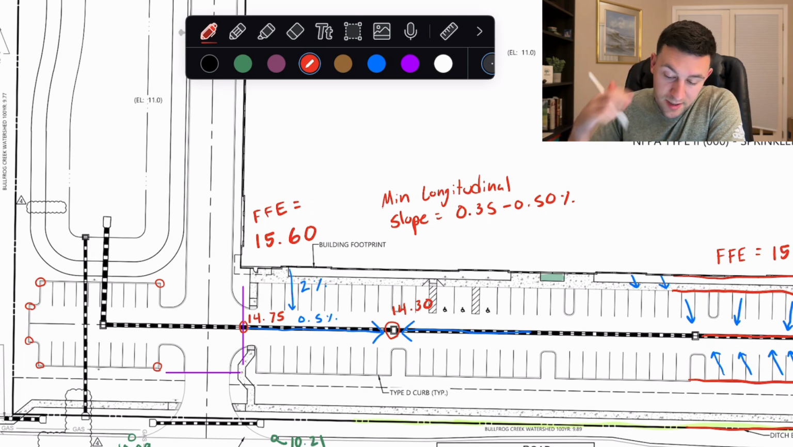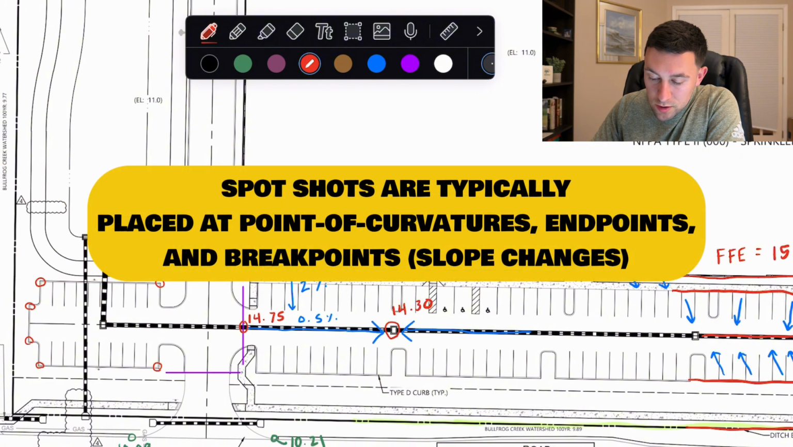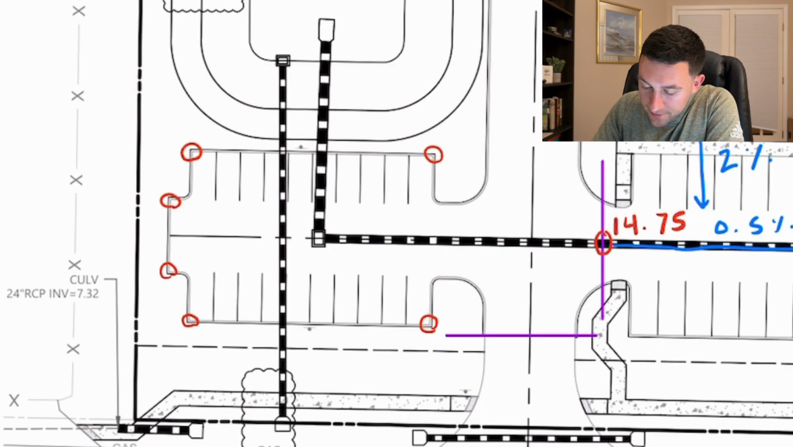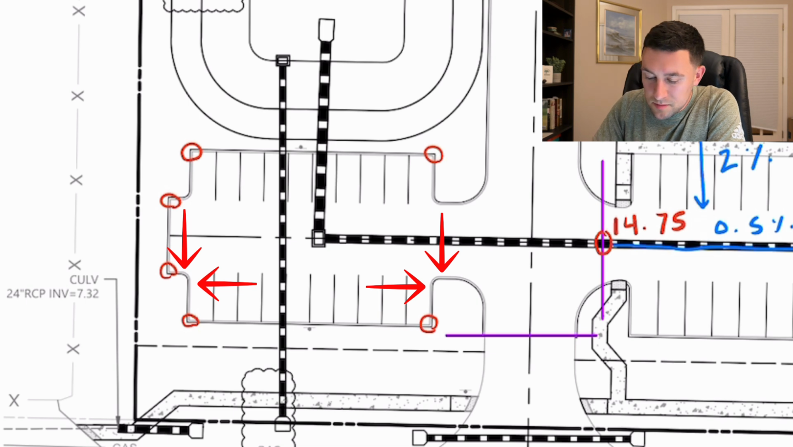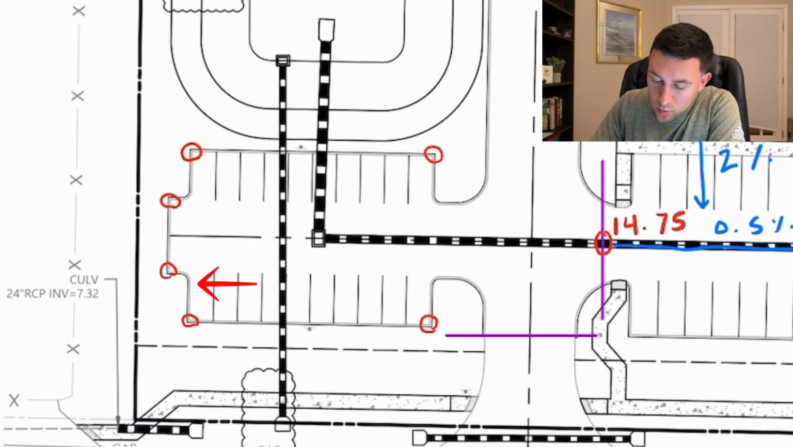Now, a lot of grades that we'll have to put are typically around the point of curvatures or any sort of endpoint. And what I mean by that is I typically like to give grades here at those endpoints. Sometimes you can give grades here and there along the POCs, but sometimes it's just not necessary. Sometimes what you can do is just give a grade right there, and the contractor will grade right up to that point.